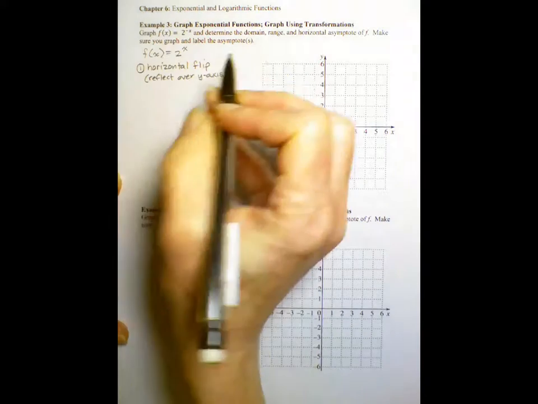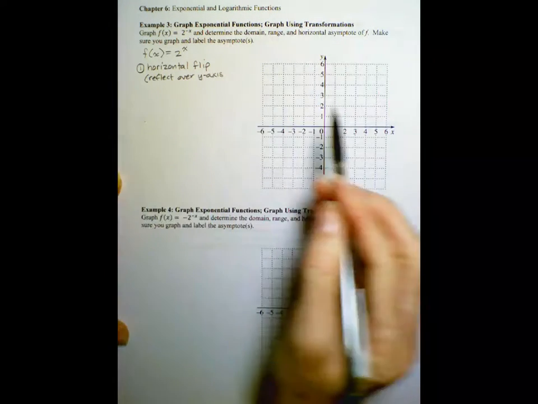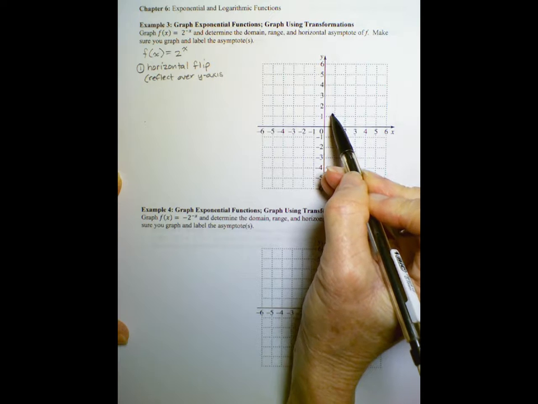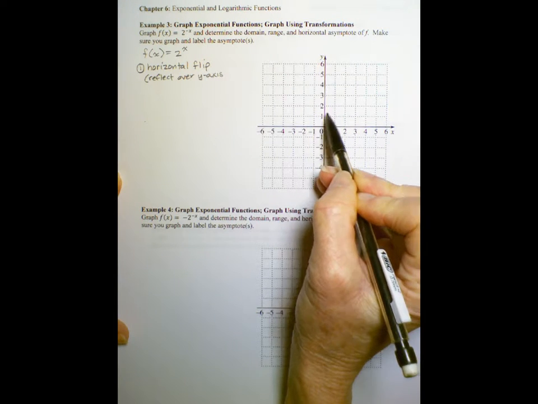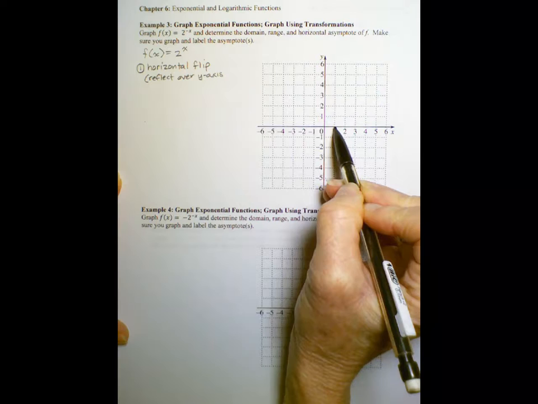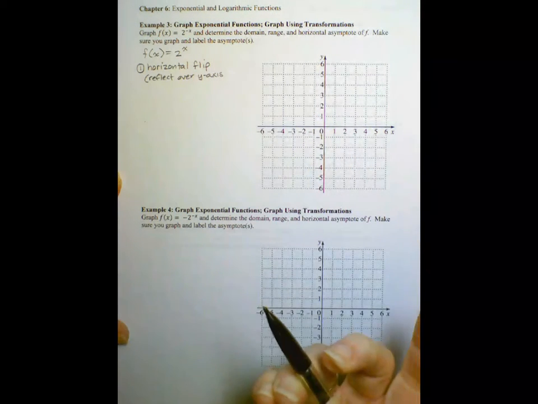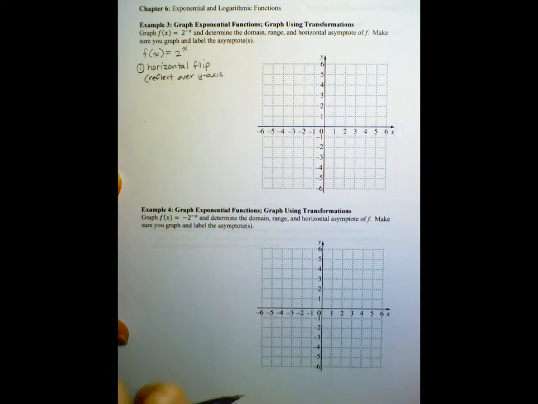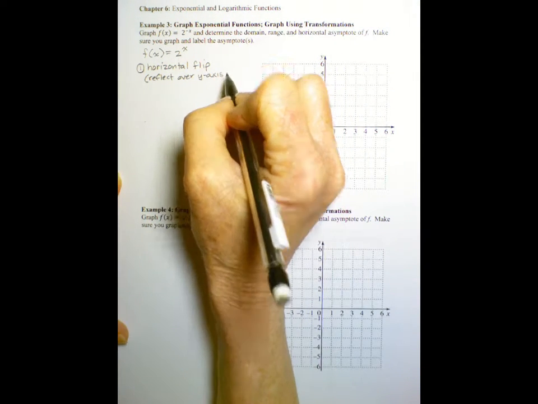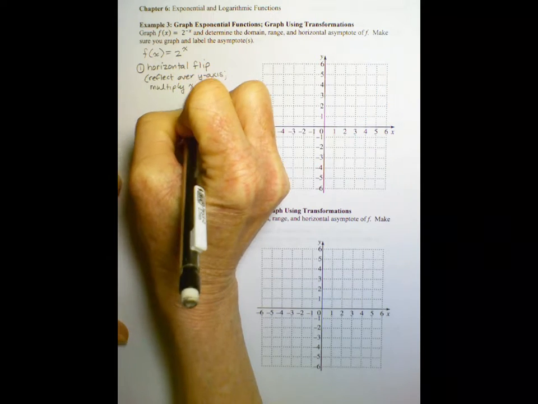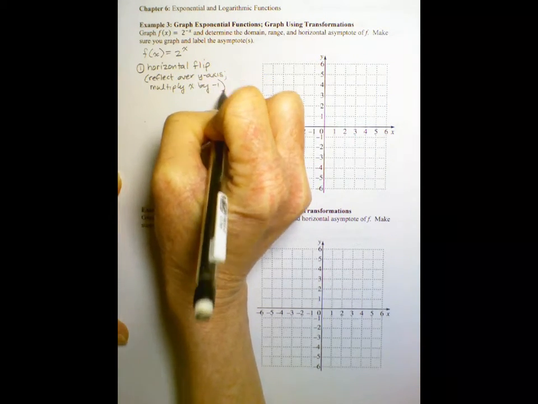So we said that's going to affect the x values. And if you take a point like the point 1, 1 and reflect it over the y-axis, it's the point negative 1, 1. 1, 1 becomes negative 1, 1. So what happens? The x coordinates all change sign. So we will multiply x by negative 1 to change the sign.